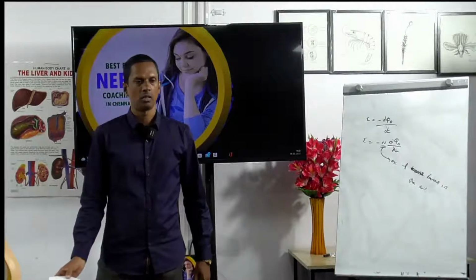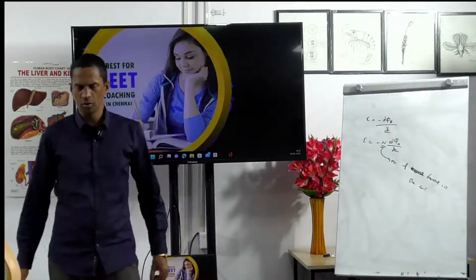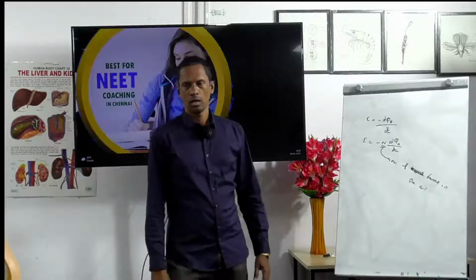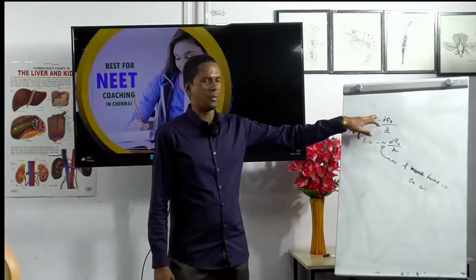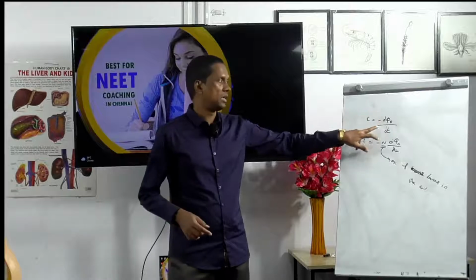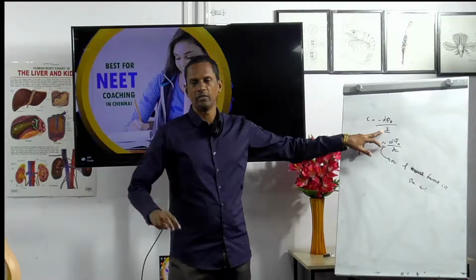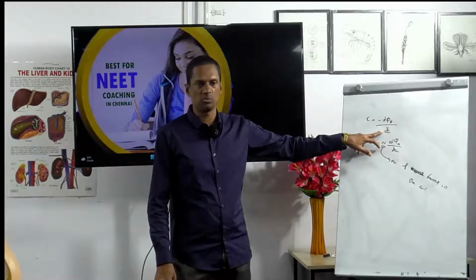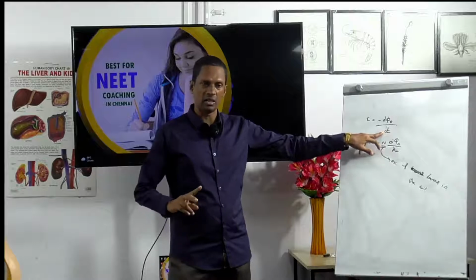Faraday's law of electromagnetic induction: the magnitude of induced EMF in a circuit is equal to the rate of change of magnetic flux through the circuit. Rate of change of magnetic flux means d phi by dt. Rate of change means the flux changes with respect to time t. That is the rate of change of magnetic flux.